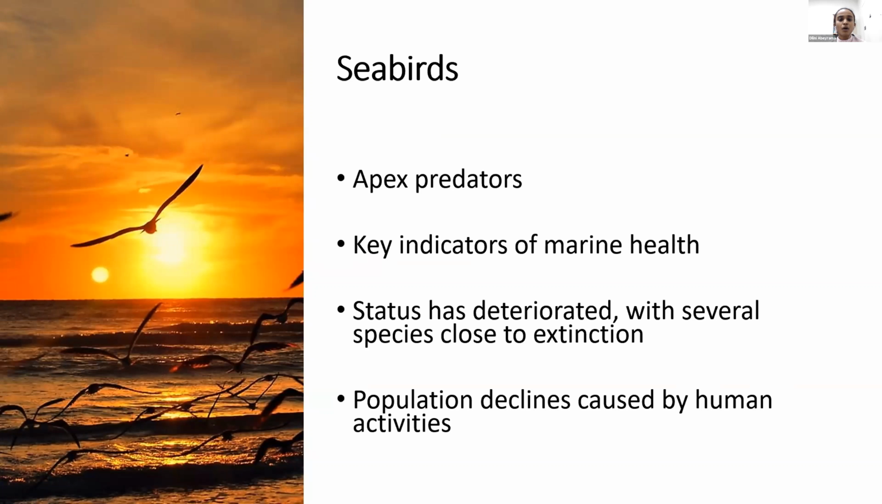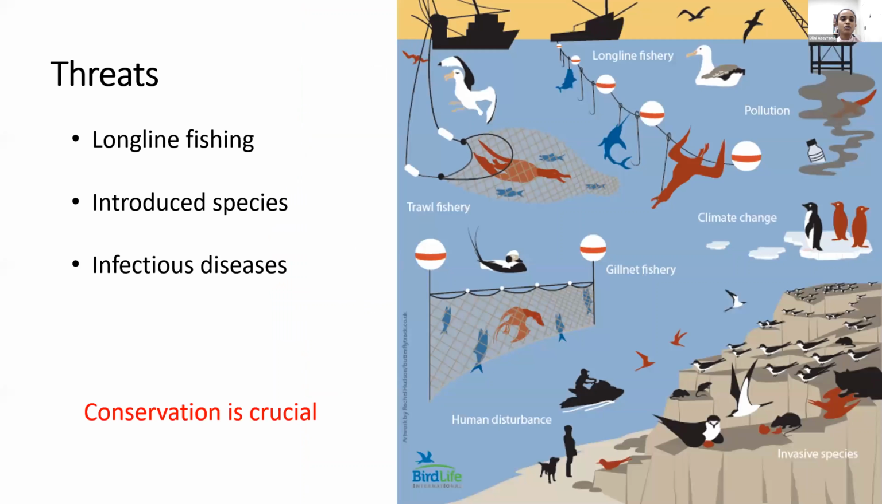And also, most of the causes of population declines of seabirds are due to human activities. So what could be these human activities that cause our seabirds to be close to population decline? Among all the threats, the main threat is the longline fishing, which happens all around the world, and this longline fishing affects almost all the types of seabirds.